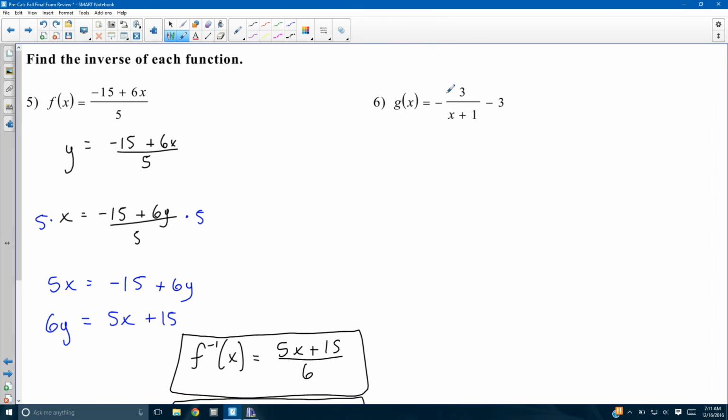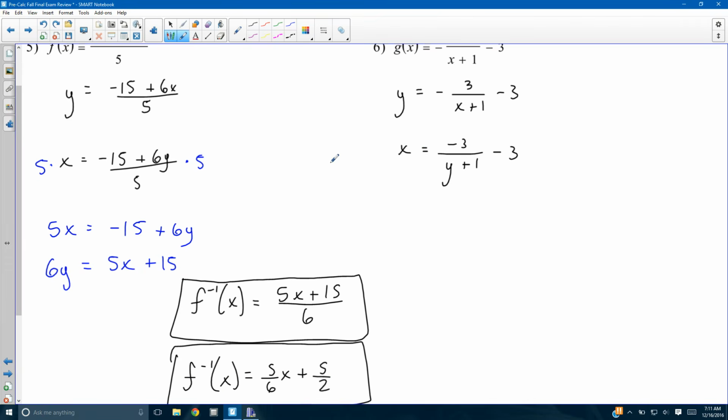Number 6, g of x equals the opposite of 3 over quantity x plus 1, all minus 3. Y equals g of x. So y is this guy right here. I'm going to swap x and y like I did last time. X takes y's place, y takes x's place. Put this negative specifically with the 3 up top here, just so you don't confuse the fact that it doesn't apply to both the top and the bottom, just to one of them. So there's that right there.